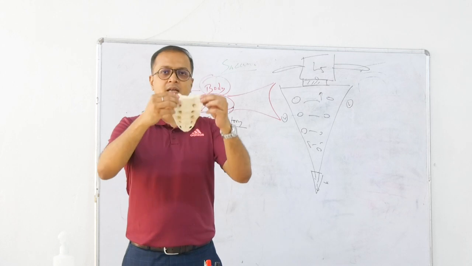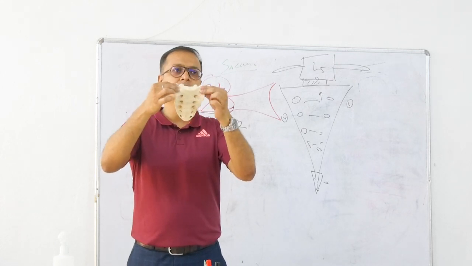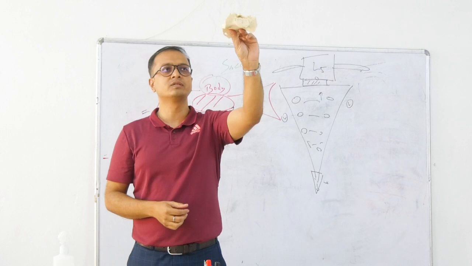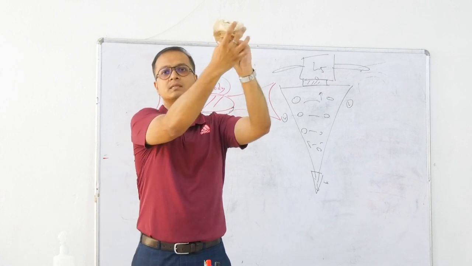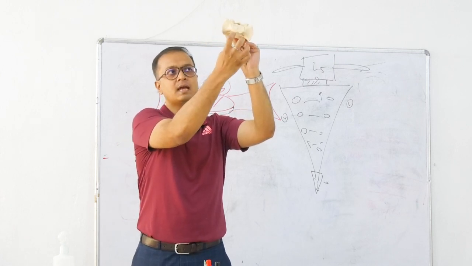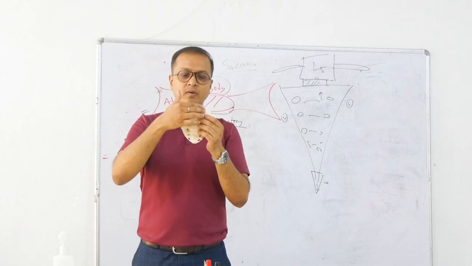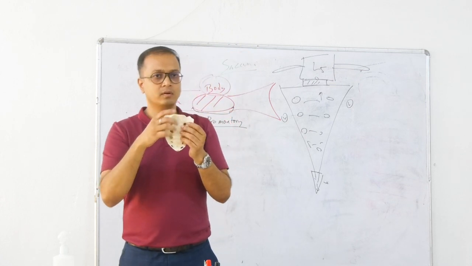Okay? Now this lateral part we call the ala. This is what you are seeing here. This is the body, this is the ala, and this anterior margin from the front side is the promontory. Alright?